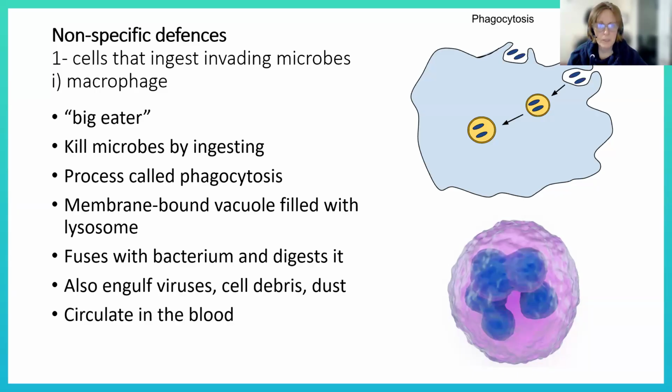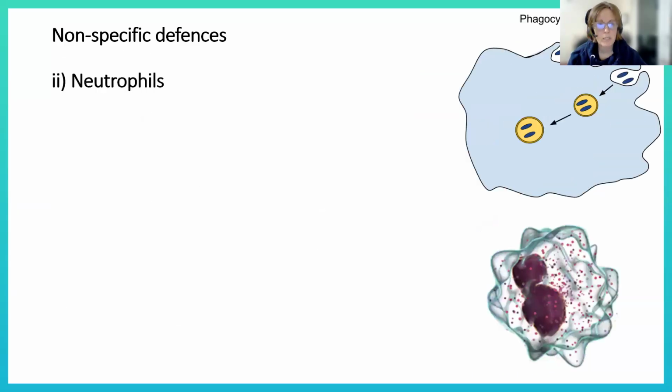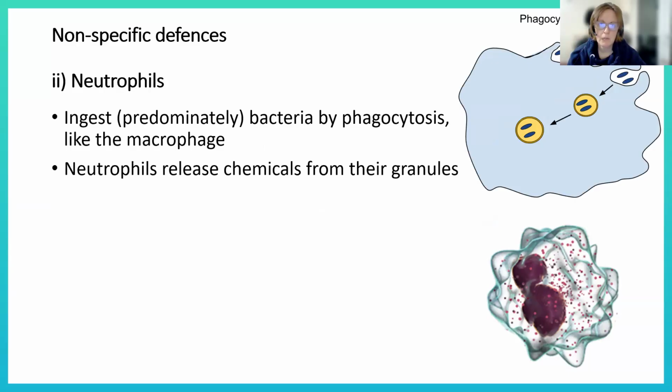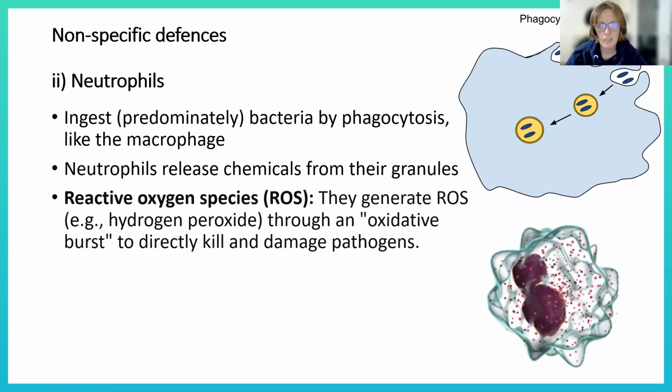So these macrophages are just going around in your blood, waiting to come across something that shouldn't be there. Then we also have neutrophils, and these ingest most prominently bacteria by phagocytosis. So these are able to undergo phagocytosis as well. And they also release chemicals from their granules. That's what those little dots are. They're just granules. They just stain up differently when you look at them under the microscope. So that's how we can sort of tell they're different, because they look a bit sort of spotty, granular, we'd say.